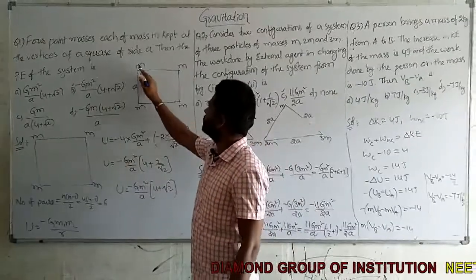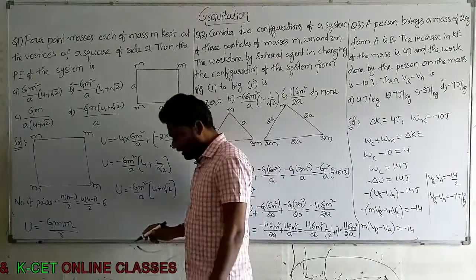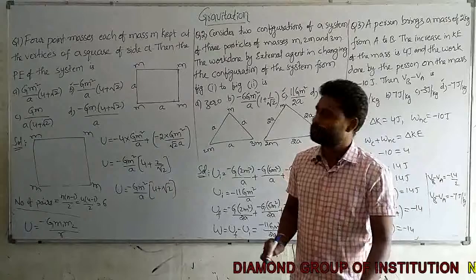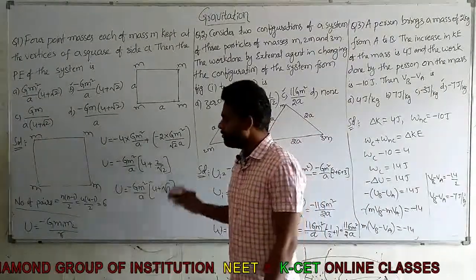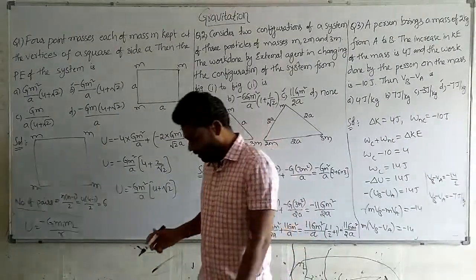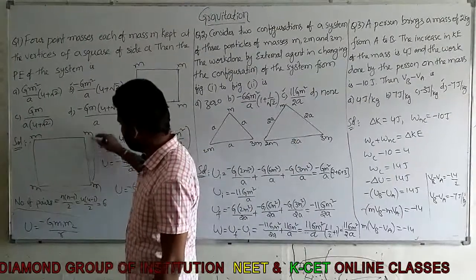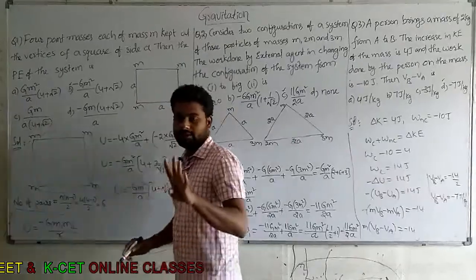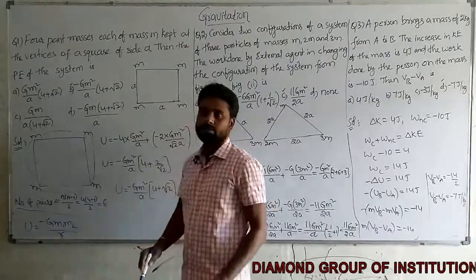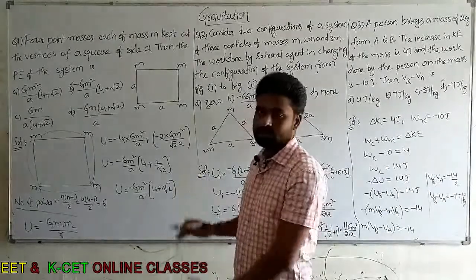So how many masses are there here? 1, 2, 3, 4. 4 masses are there. To find the number of pairs, we have the formula: number of pairs equals n into n minus 1 by 2, where n is the number of masses. So 4 into 4 minus 1 by 2 equals 6. That means 6 pairs are possible. Here to here 1 pair, here to here 1 pair, here to here 1 more pair, here to here 1 more pair. 4 pairs completed. And from here to here 1 pair, and from here to here 1 pair. So total 6 pairs. We have to find the total potential energy due to these 6 pairs.